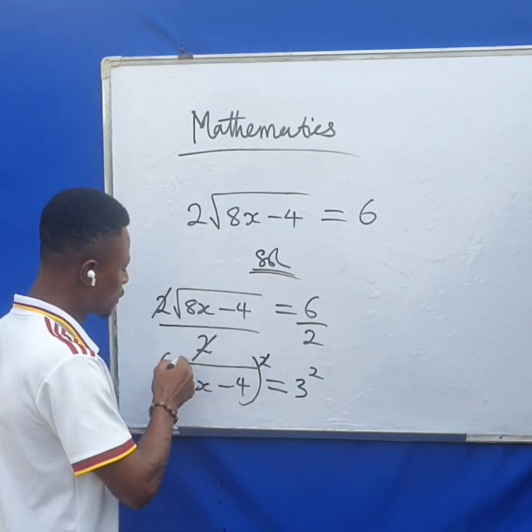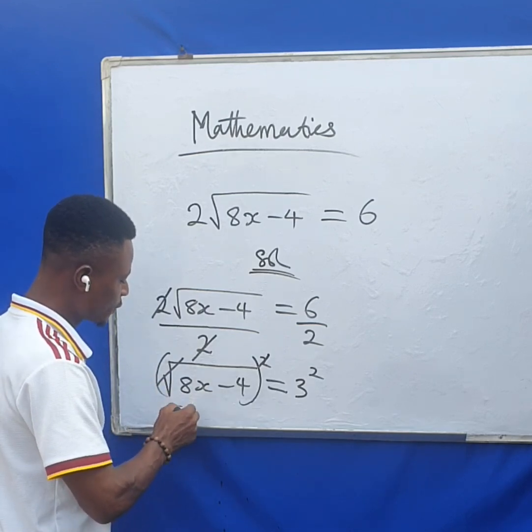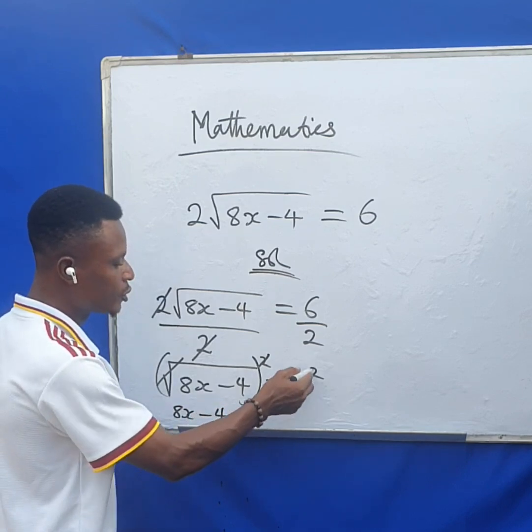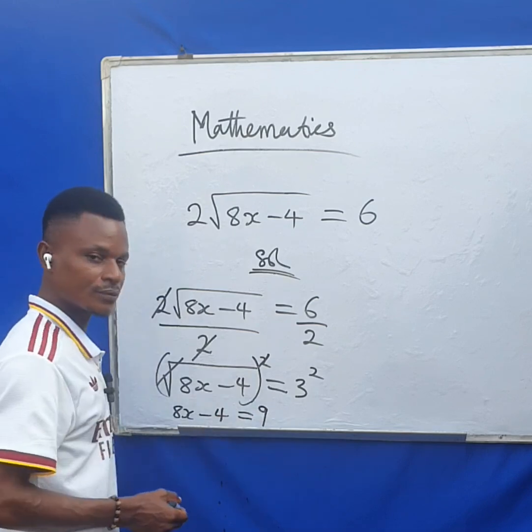This power 2 here will cancel this square root sign, and we are left with 8x minus 4 equal to 3 raised to the power of 2, which means 3 times 3, which is 9. So we have 9 here.